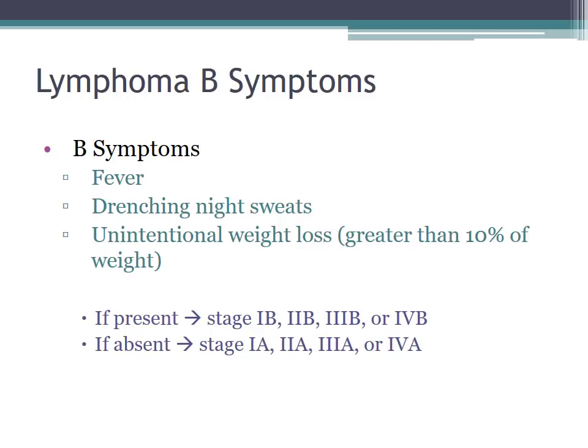For the night sweats, these are considered drenching night sweats, meaning that the patient has to wake up and change their night clothing or their bed linens because of the amount of sweating. And again, that unintentional weight loss greater than 10% of weight, and this is over less than a 6-month period. Remember, if the B symptoms are present, then you would give the staging a B after the stage, and if they're absent, the staging will receive an A.